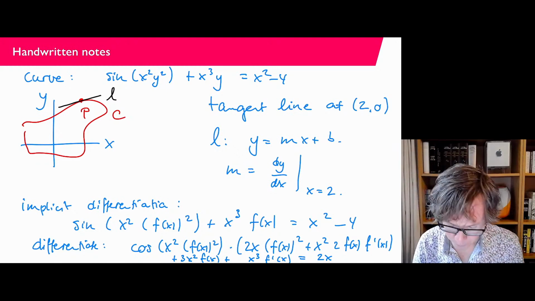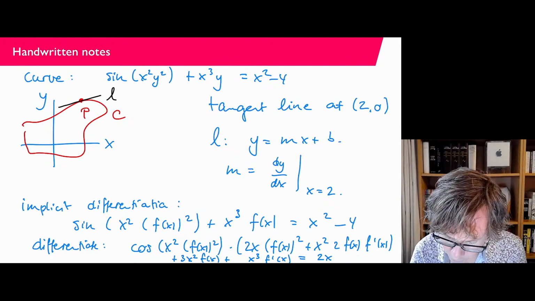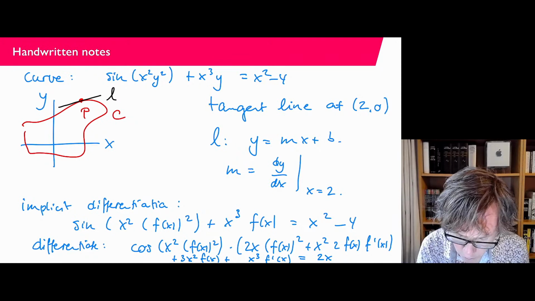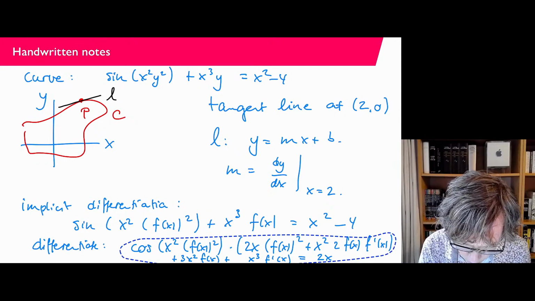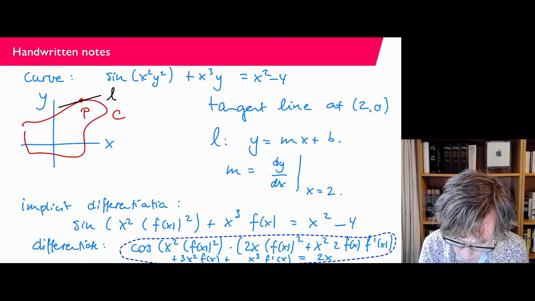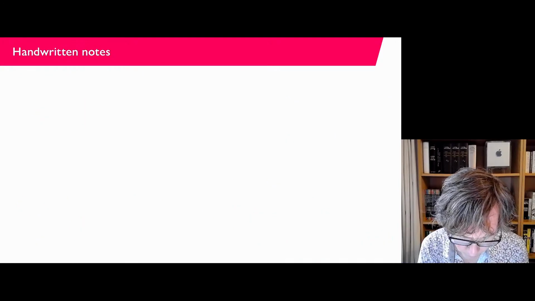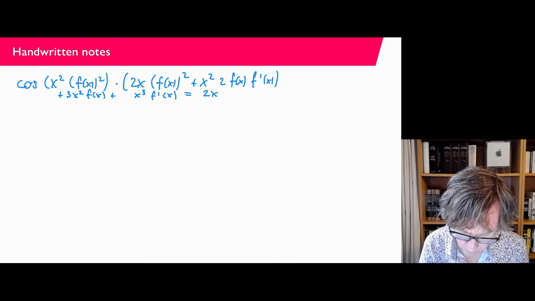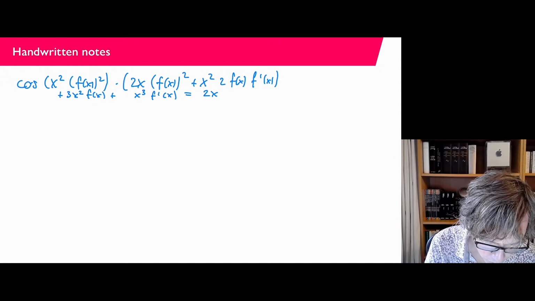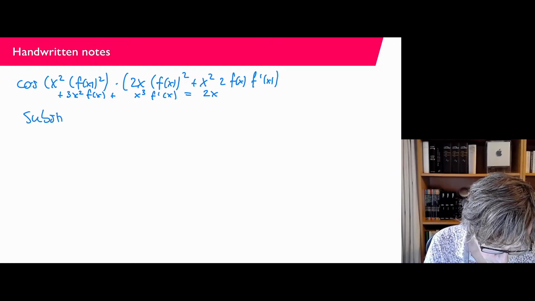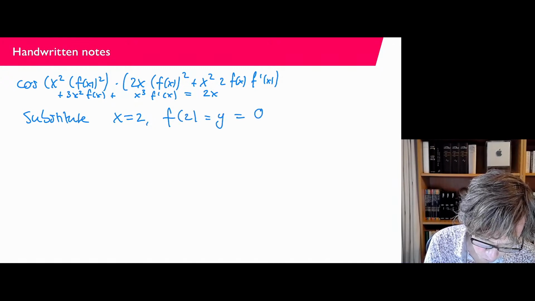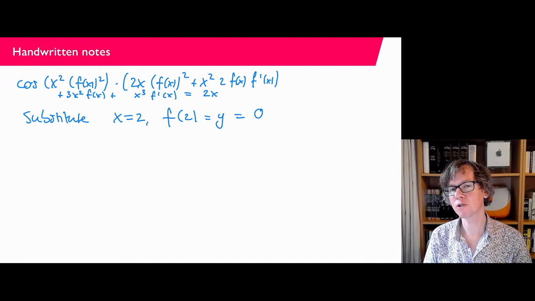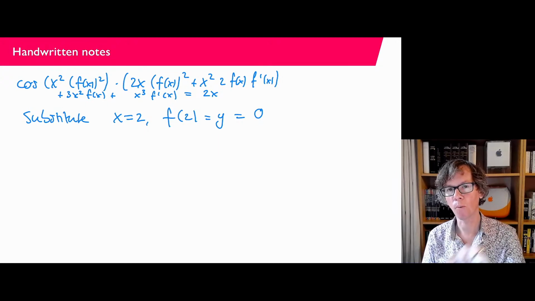And now in this equation, I have to plug in, so let me do that on a new page. Let me copy the equation like this. So I'm going to substitute x equals 2, f(2) is y equals 0, because the point where I would like to find the tangent line was the point (2, 0), x equals 2, y equals 0.